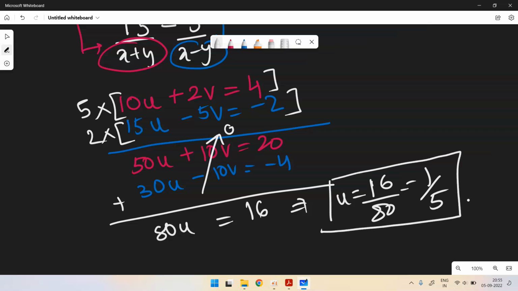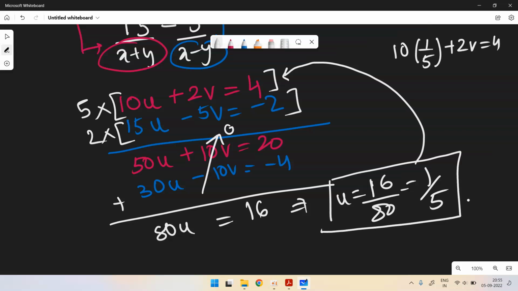Now you need to substitute this value of u. I am substituting the value of u here. So this becomes 10 into 1 by 5 plus 2v equal to 4. So 5 twos are 10, this is 2, so 2v equal to 4 minus 2, which implies that v equal to 2 by 2, which is nothing but 1. So the value of v is 1. So u is 1 by 5, and v is 1.